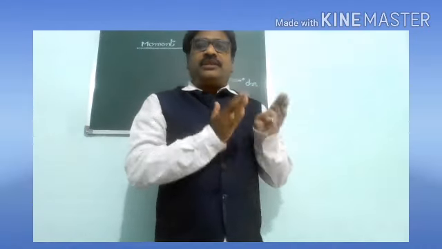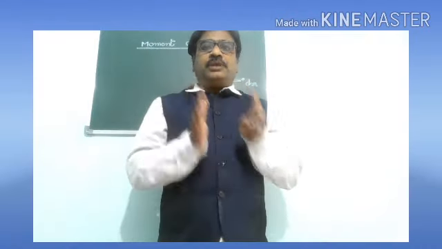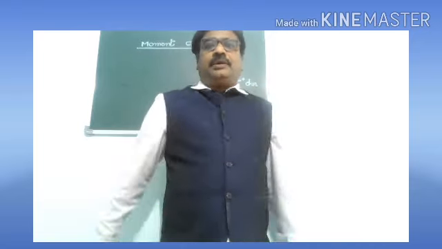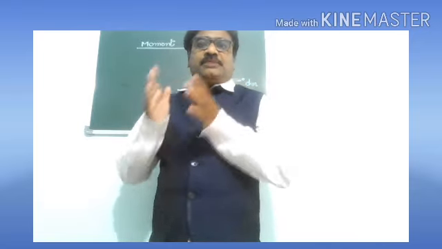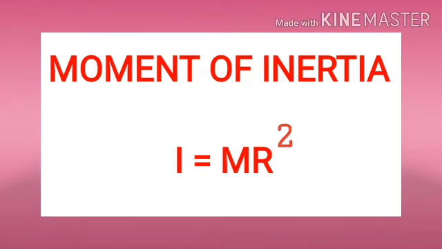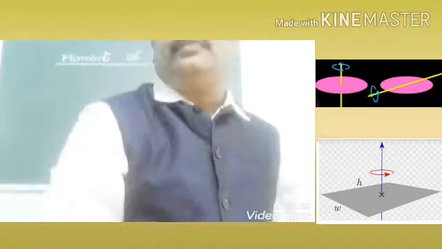Mathematically, how can you define moment of inertia? Moment of inertia can be defined as the product of the mass of the object and the square of the perpendicular distance. Once again, the formula of moment of inertia is I equals m r square. m is the mass of the element, r is the perpendicular distance towards the axis of rotation.